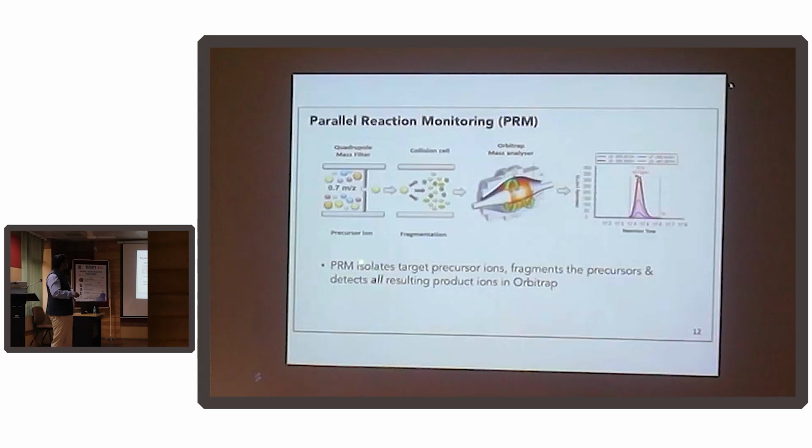So you have a precursor ion. There you have a mass filter, like a quadrupole. Then you have a collision cell. You are breaking down these same ions, and in the orbitrap mass analyzer you are detecting the specific ions that you need to look into.